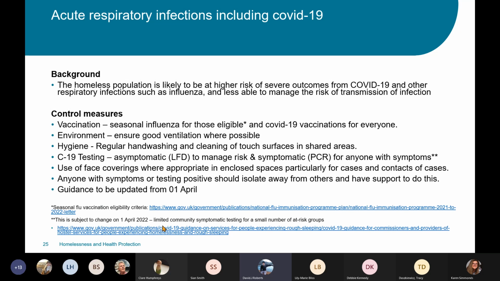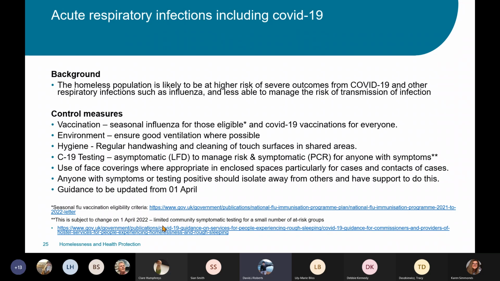Seasonal influenza, there are specific eligibility criteria which are likely to overlap with those in the homeless population likely to be eligible, and COVID-19 vaccination is, everyone's eligible, entitled to at least 3 doses. Wait and see what the plans are, but the latest from the JCVI is that, for operational purposes, they're looking at an autumn vaccination programme for those at higher risk of severe COVID-19 is looking more likely. There's other control measures in terms of environmental and hygiene measures.